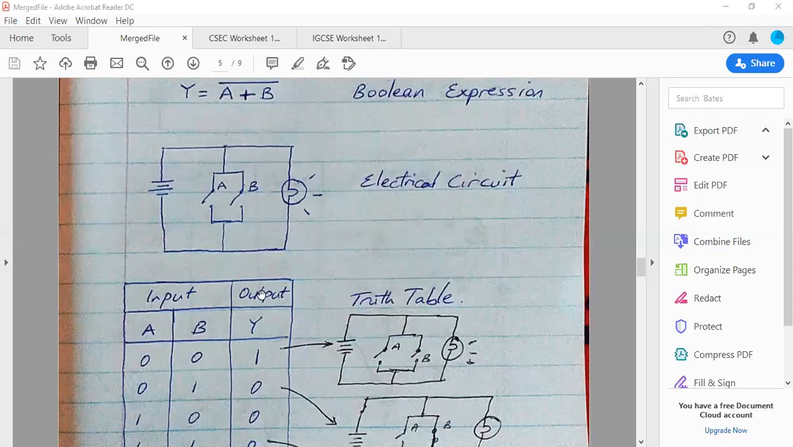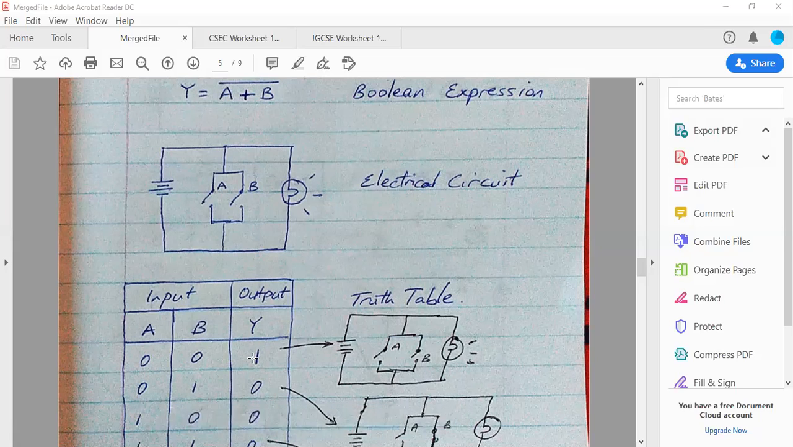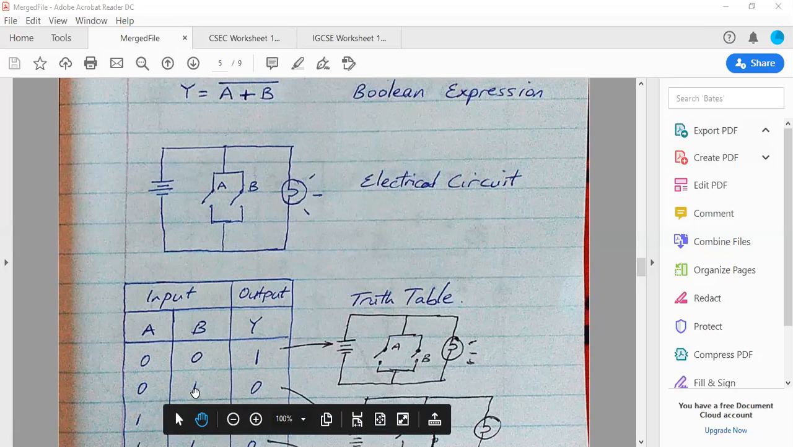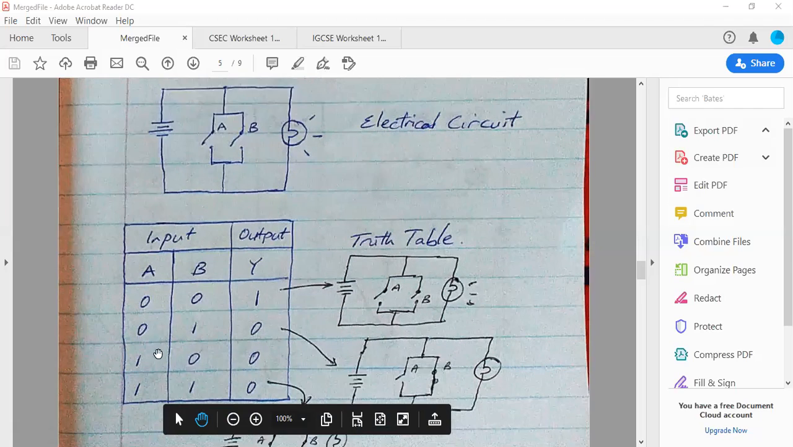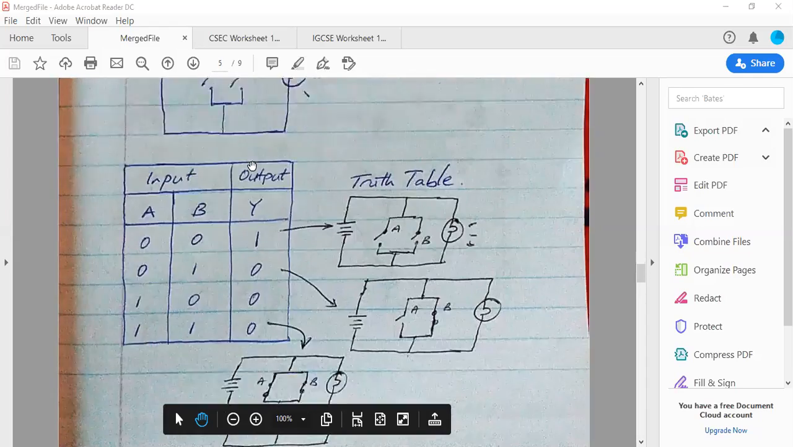If you're going to take a step back now using this here, this bar means opposite. A plus B, which is 0 plus 0, is 0. But the opposite, because of this bar here, we're going to say the opposite of 0 is what? 1. 0 plus 1 is 1. The opposite of 1 is 0. 1 plus 0 is 1, but the opposite of it is 0. And 1 plus 1 is 1, and we have learned that the opposite of 1 is 0.